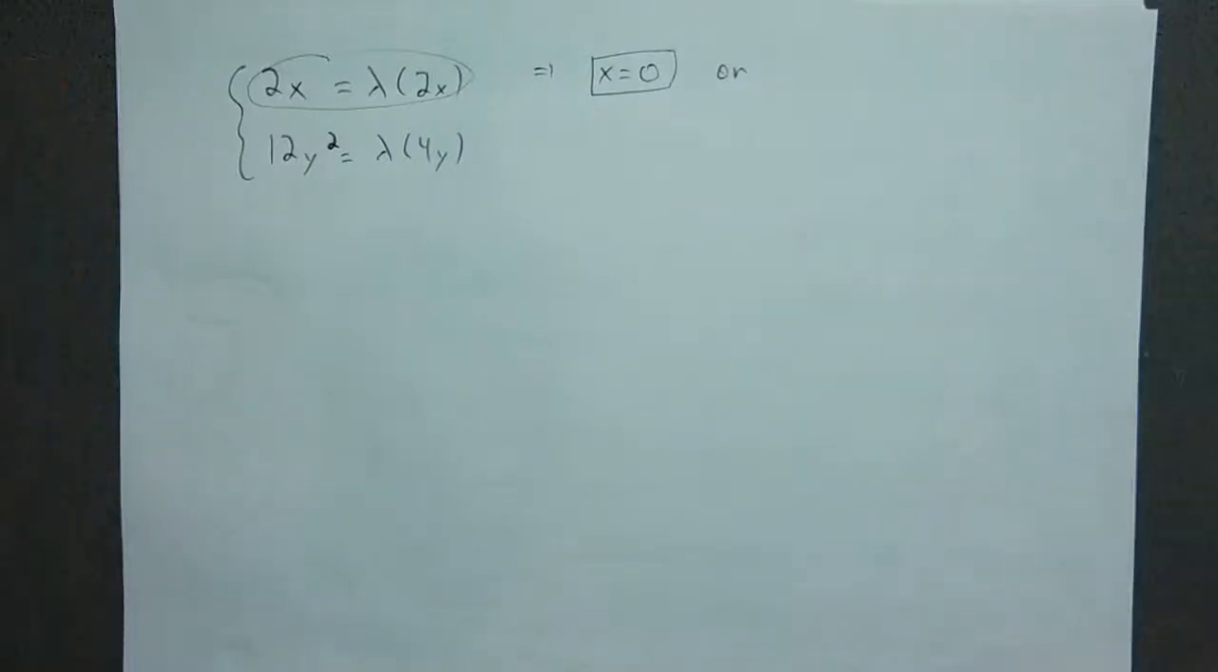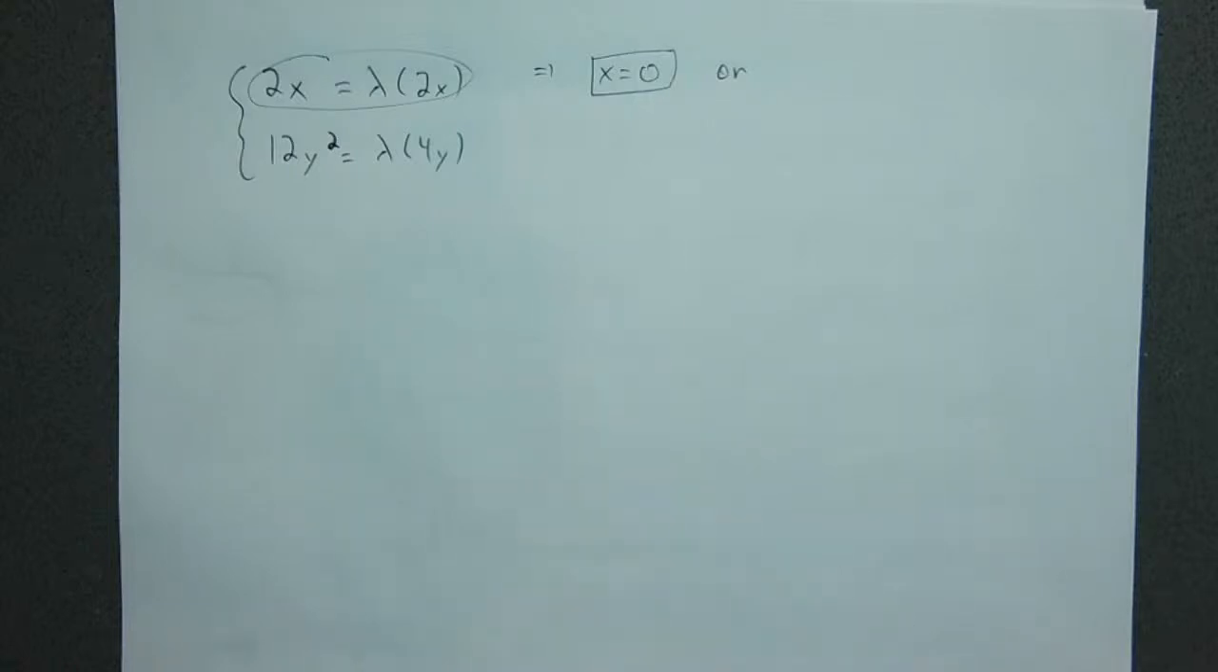Something else must happen. Now, if x is not equal to 0, let's say that x is equal to 5. If x is equal to 5, what does that equation become? It would become 2 times 5 is equal to lambda times 2 times 5. So 10 is equal to 10 lambda. Well, is that equation ever true? Yeah, it is. But only for one single particular value of lambda.